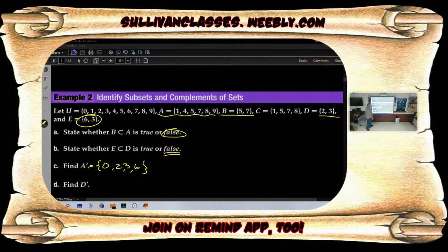Find the complement of D. The only things that D has are 2 and 3. So everything else in that universal set is complement of D. Okay. There it is. Do that. Cool so far?